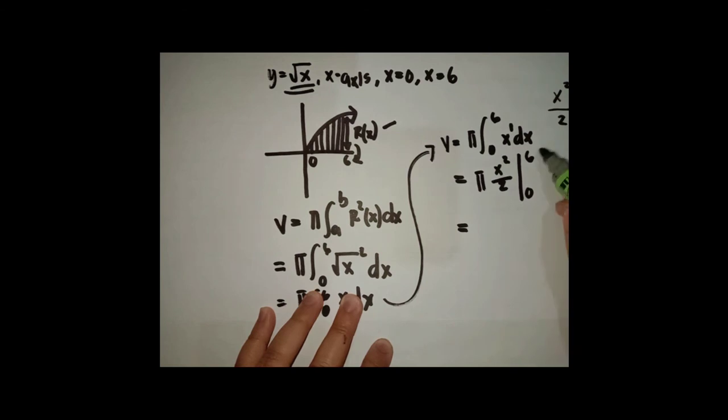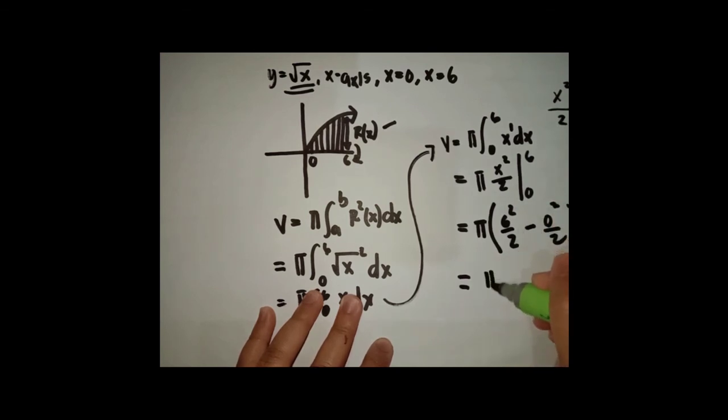Now, let's substitute the values of 0 and 6 for x. It will be pi, let's use 6 first: 6 squared over 2 minus 0 squared over 2. 0 squared over 2 is 0. So we have 6 squared over 2; 6 times 6 is 36, over 2. 36 over 2 is 18. So the final answer is 18 pi.